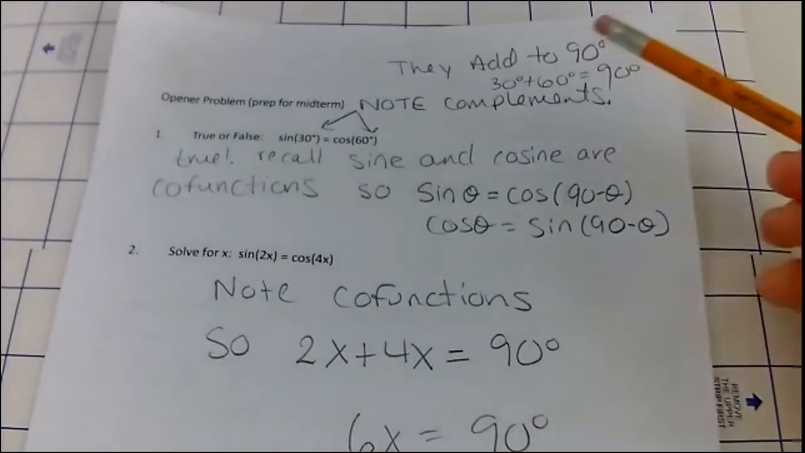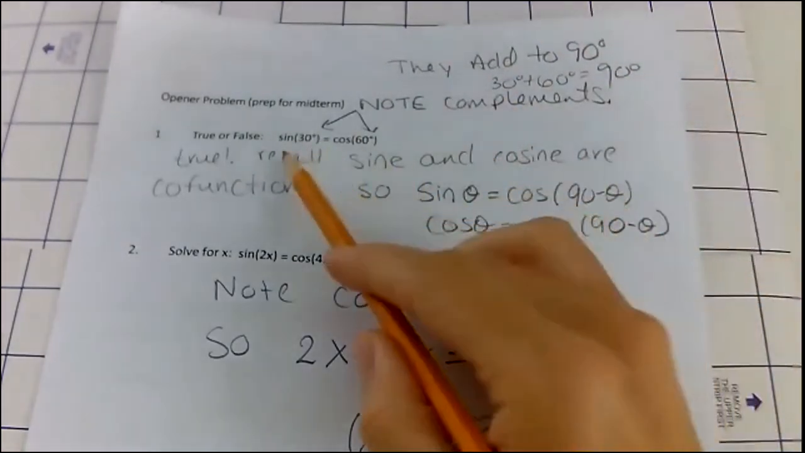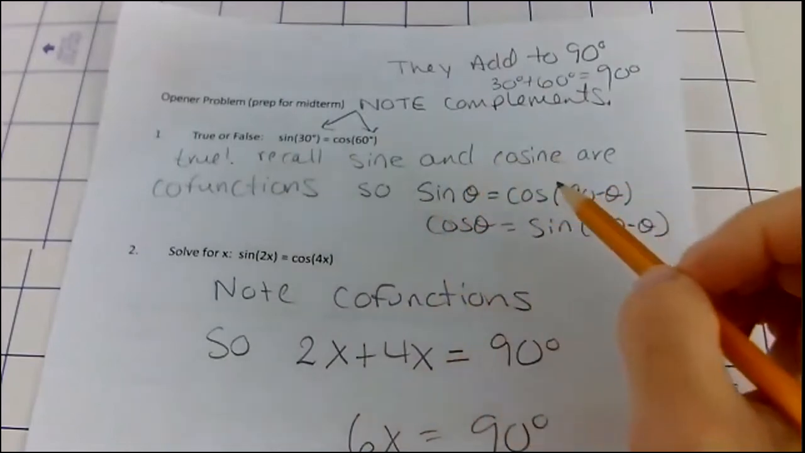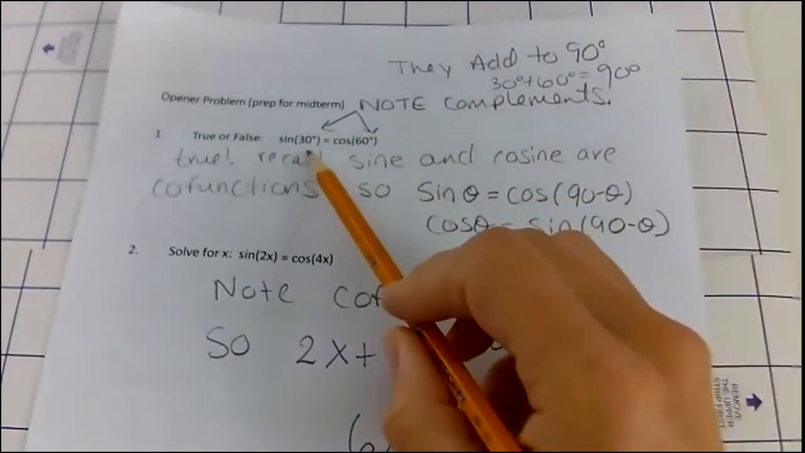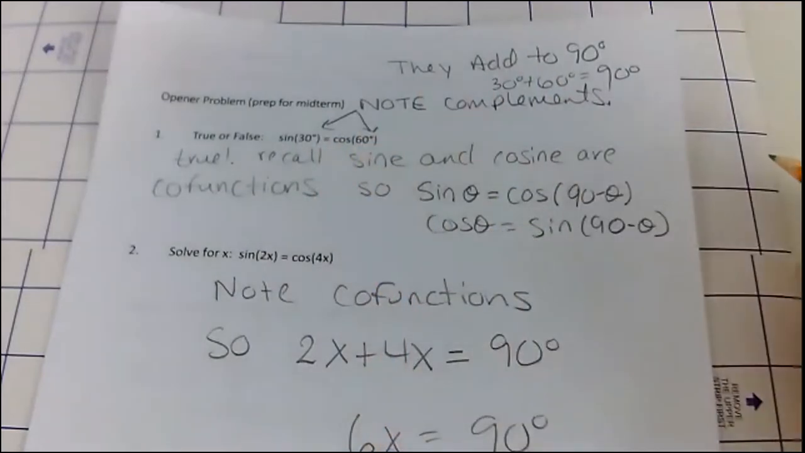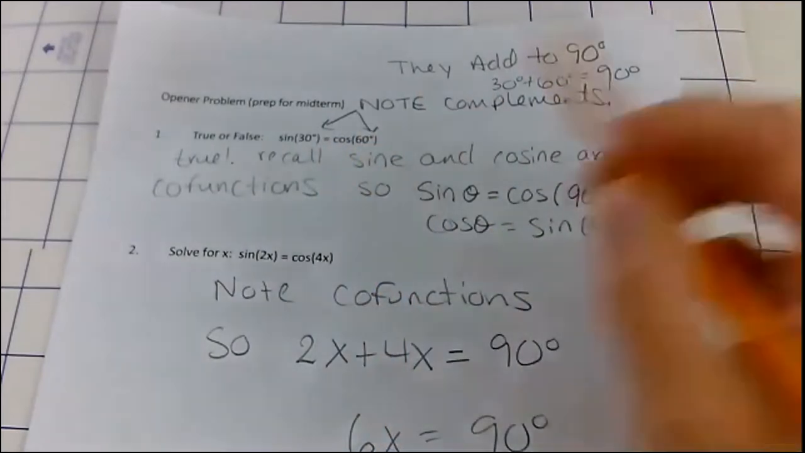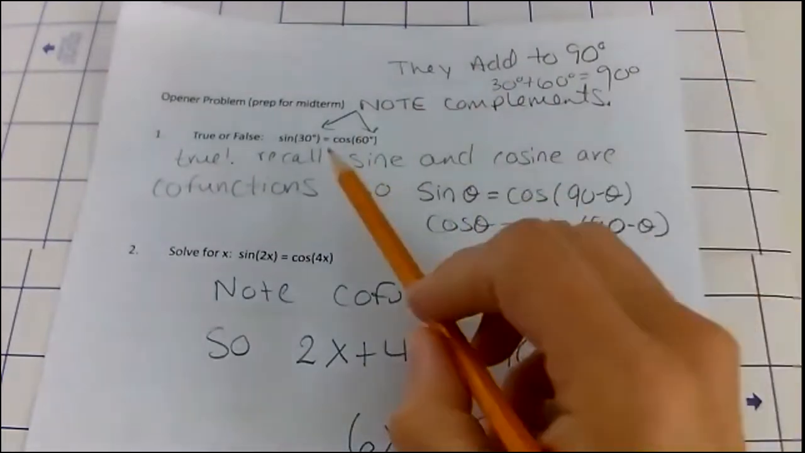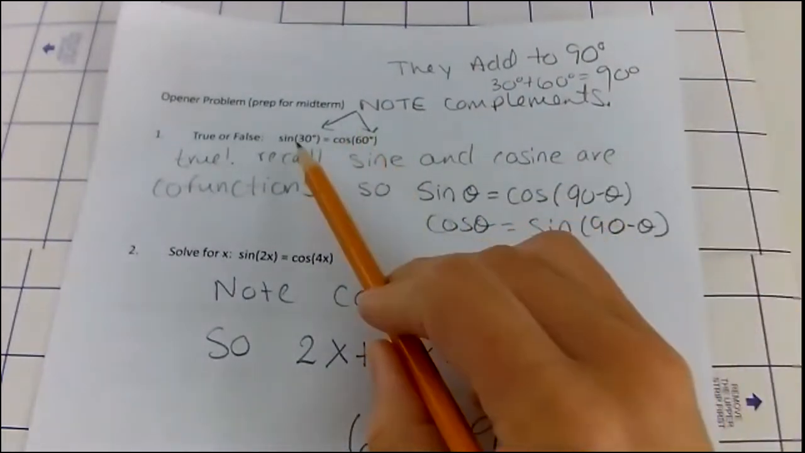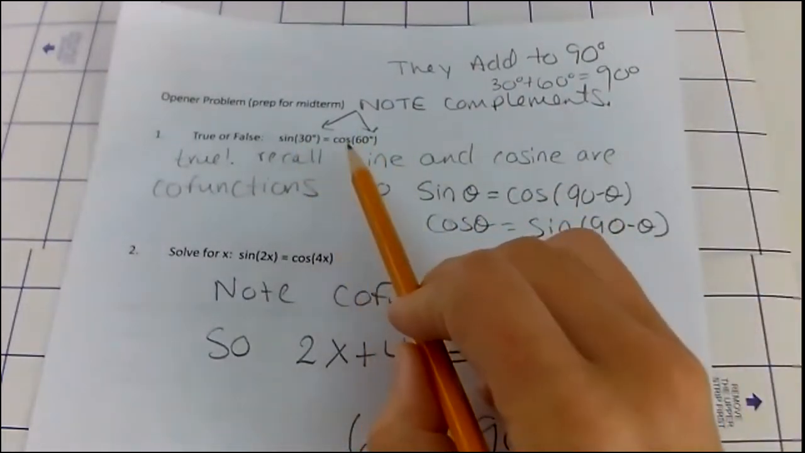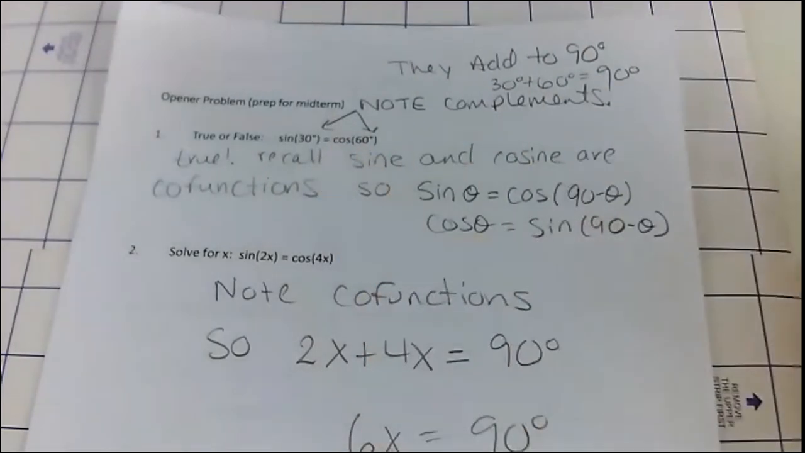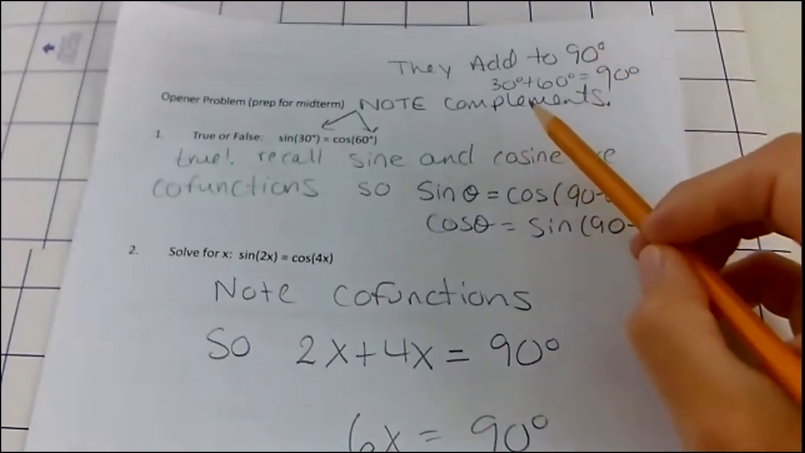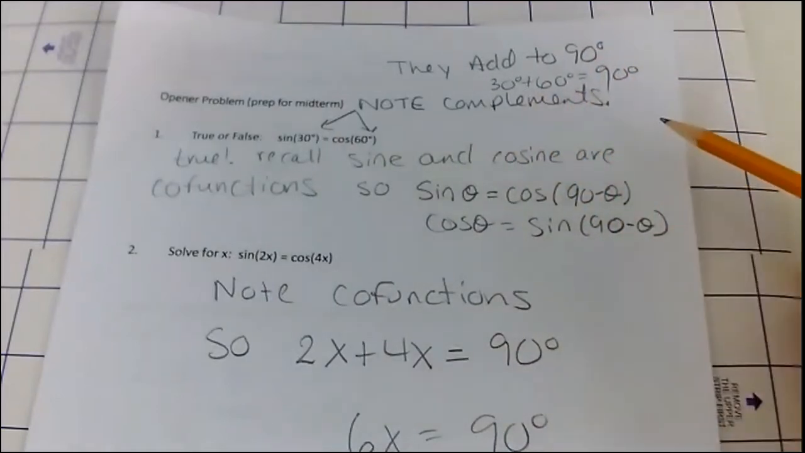Basically, we have this concept that sine and cosine are cofunctions. So if you notice that they are equal and that these two values are complements, well, the question here is true or false. If these two are complements, then the sine of 30 is equal to the cosine of 60. And when I say complements, I mean they add up to 90 degrees. So this will be a true statement because 30 plus 60 is equal to 90, okay?